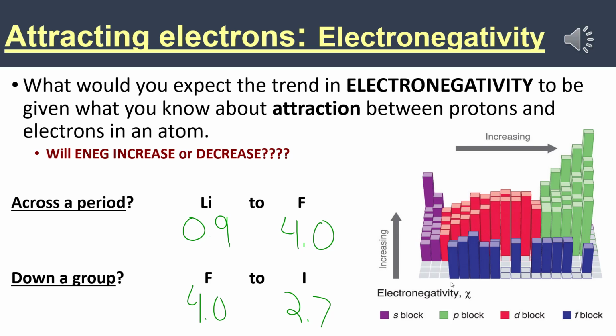Okay. So it looks like to us that if lithium clocks in at a 0.9 and fluorine is a 4.0, when I go across any period, my electronegativity is going to increase. And it also looks like if I go down a group, and we chose the halogens here, fluorine is a 4.0, all the way to iodine is a 2.7. Looks like electronegativity going down a group is indeed going to decrease.